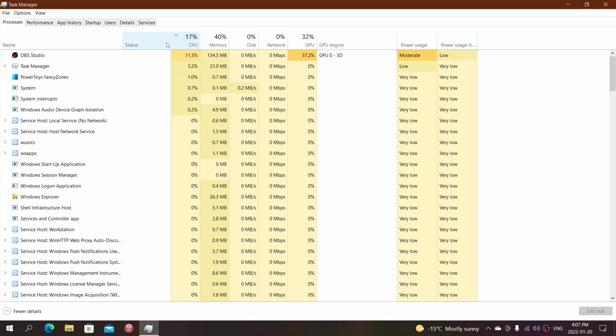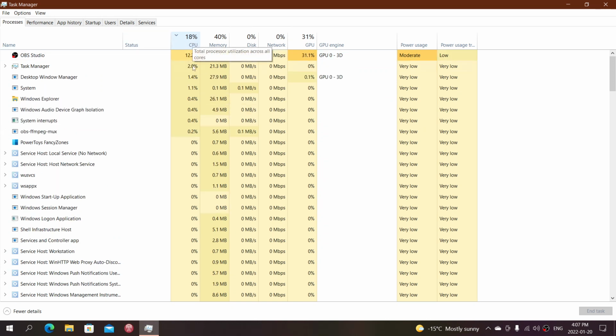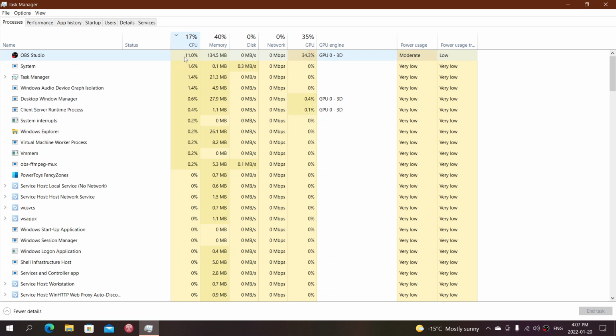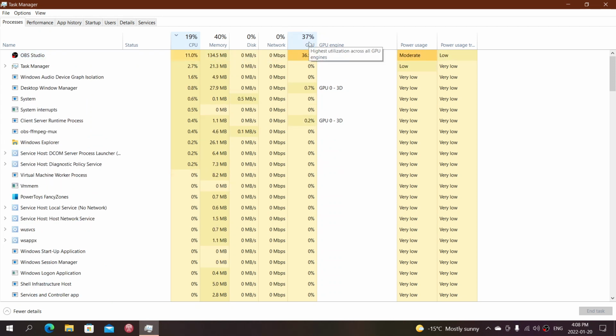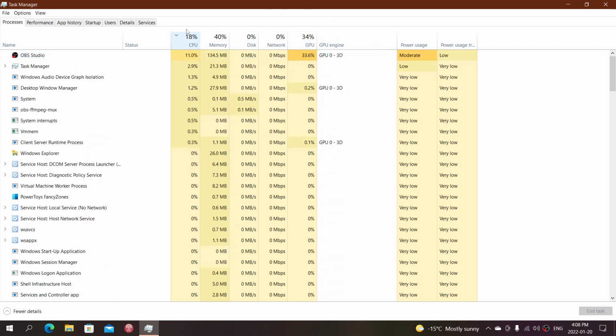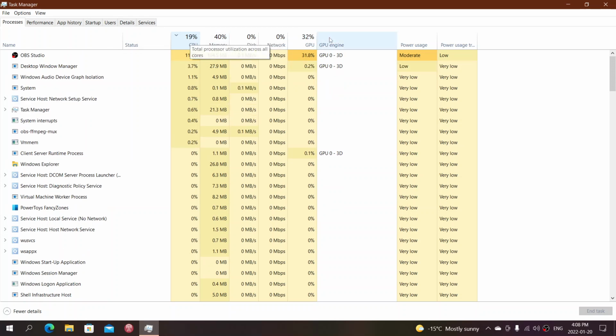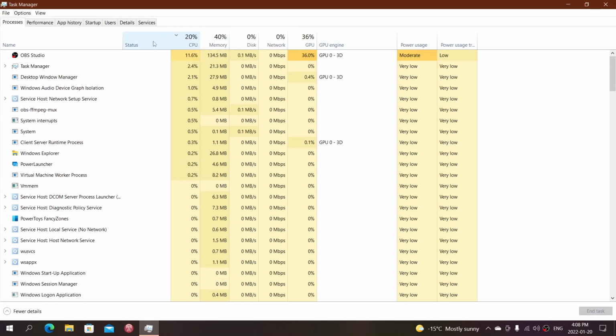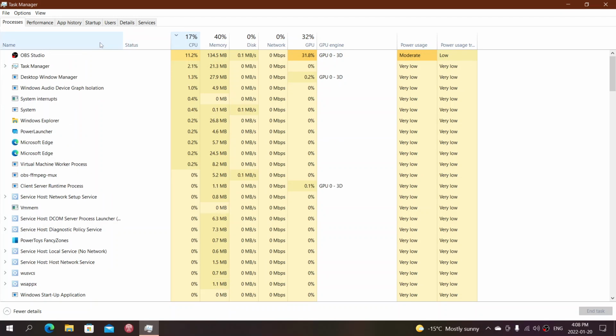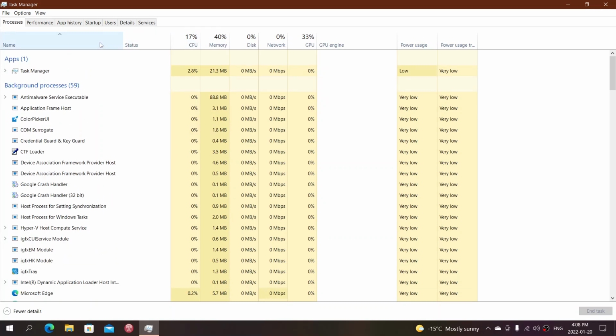In my case, it's normal. OBS Studio is recording my screen. It's using more CPU cycles. It's also using more GPU cycles, which is totally normal. So you can have that if you want, depending on what it is, or just by name on the left side. And that is the default, by the way.